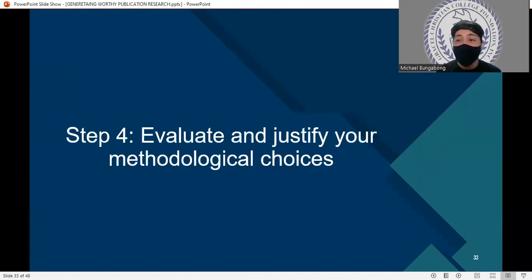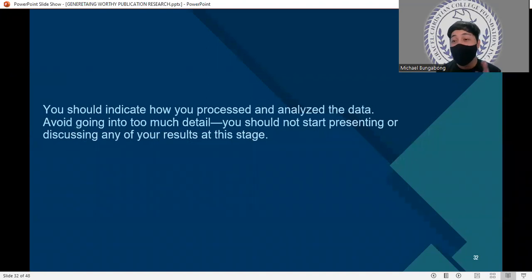So step 4, because you do have the findings pa, di ba? So nasa chapter 3 pa lang tayo, is just explaining the methods and the techniques that you use. But other than that, whatever be the findings or interpretations done in your research, this is not the right time for you to include or to explain what you find out in your study.